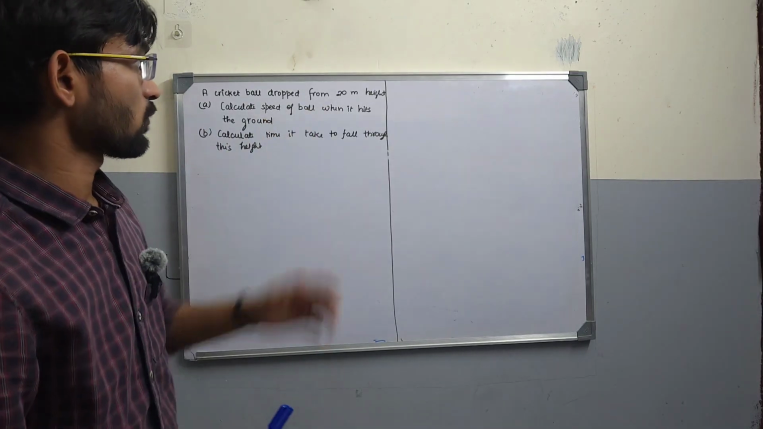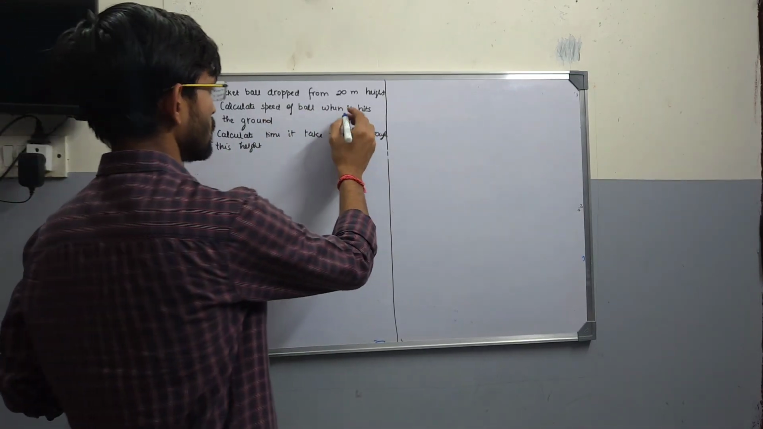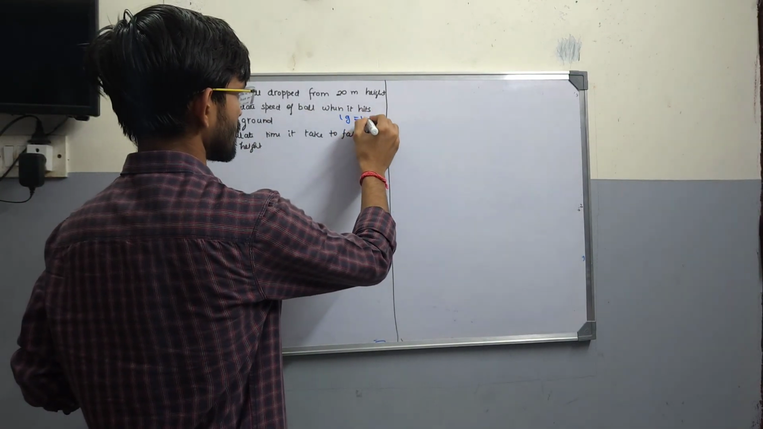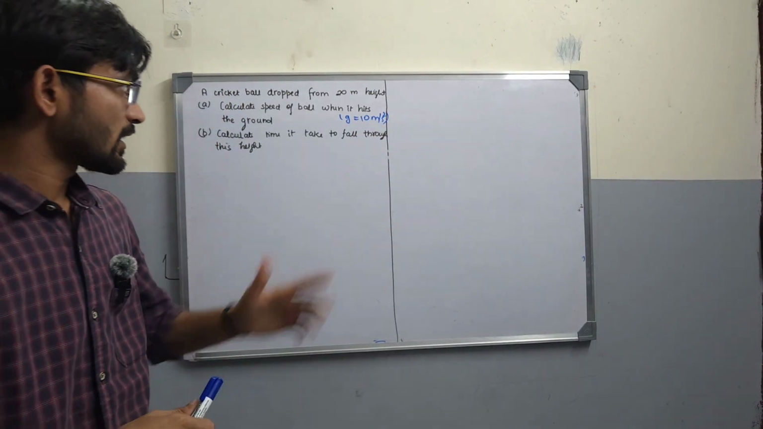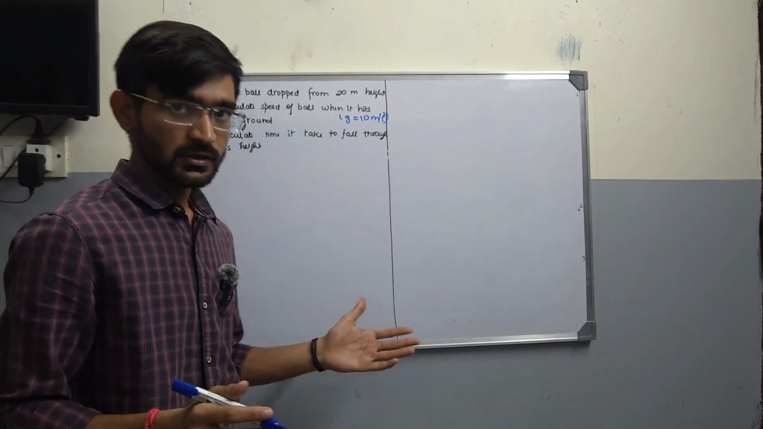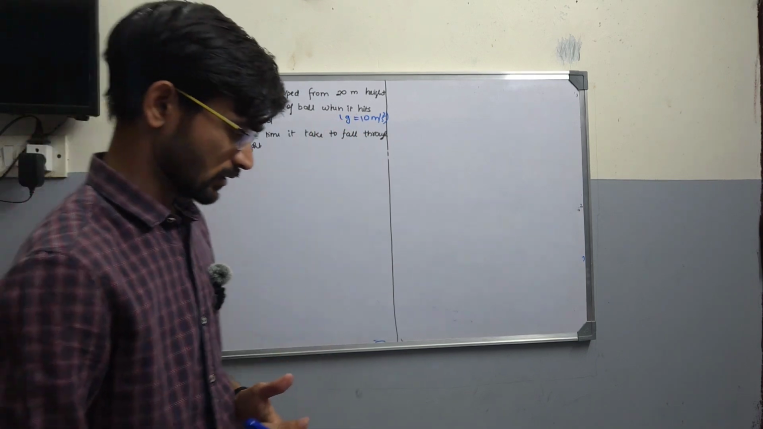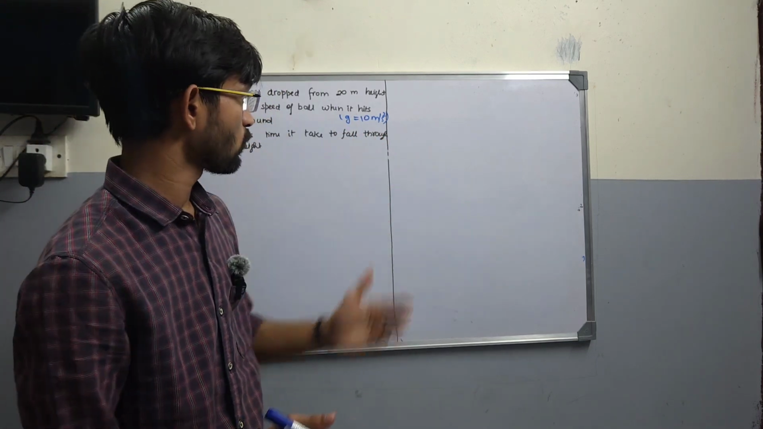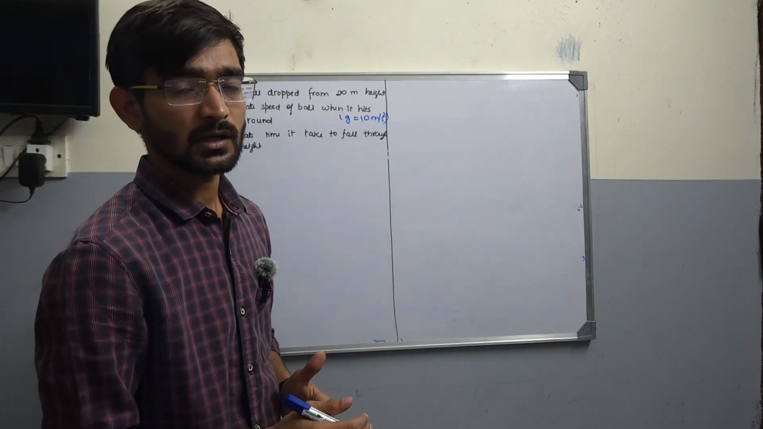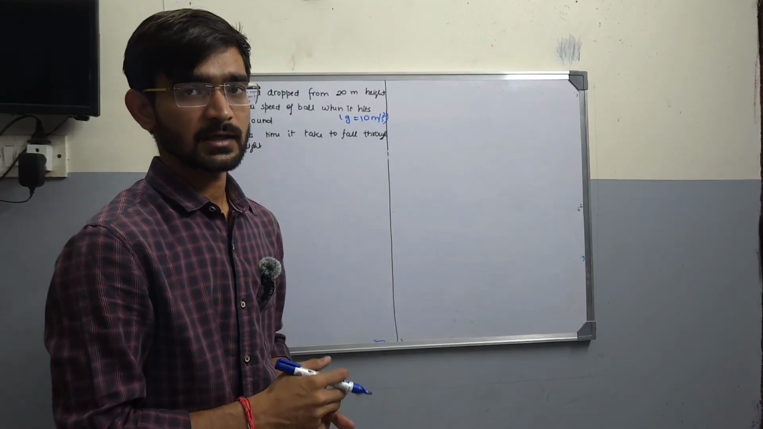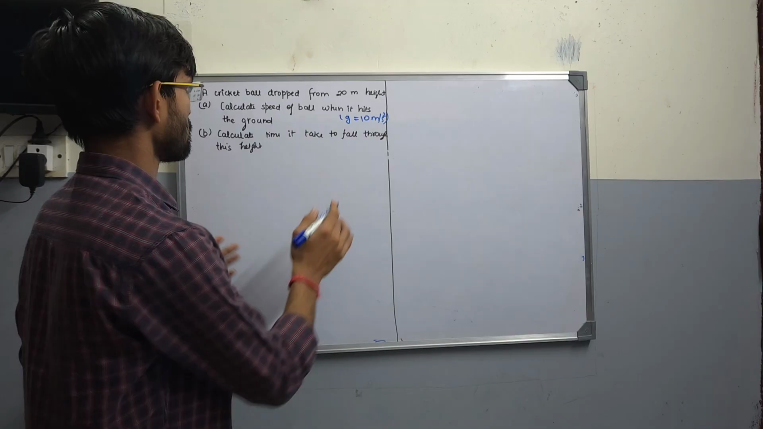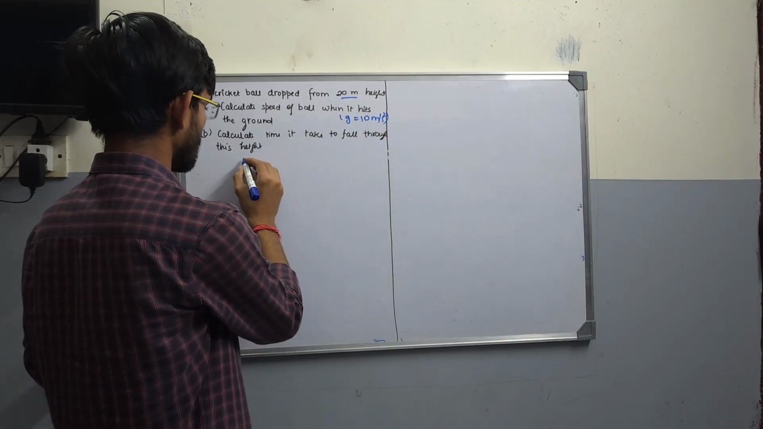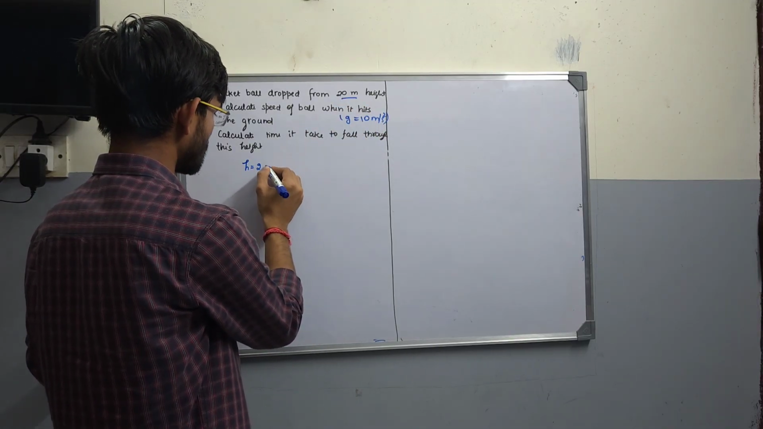A cricket ball is dropped from 20-meter height, and you have to take g as 10 meter per second square in this case. You can take g as 10 when it is given in the question. If the value of g is not mentioned in the question, you have to always choose g as 9.8. But if it is given in the question that you can take g as 10 meter per second square, then you can take that. A particle is dropped from 20-meter height, then h is 20 meter.